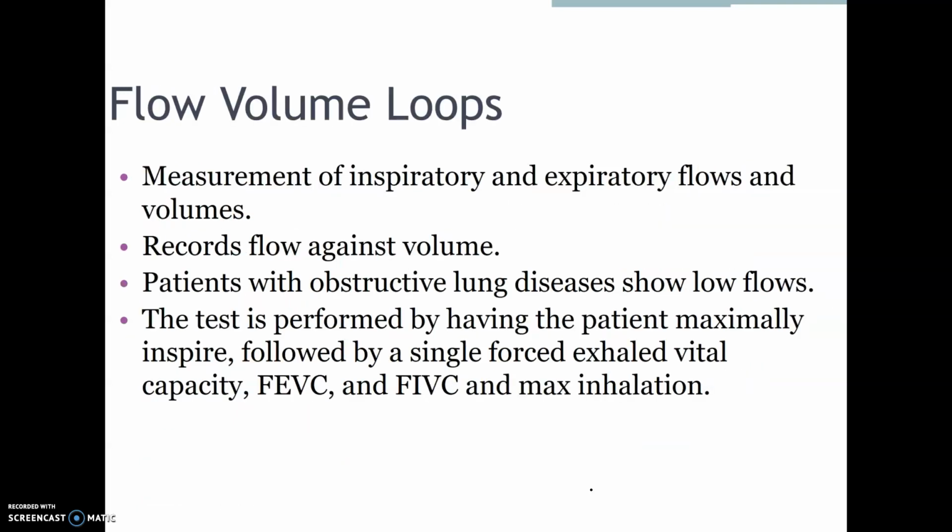All right, so flow volume loops are measurements of inspiratory and expiratory flows and volumes. They record flow against volume, so flow will be on the vertical axis and volume on the horizontal axis. Patients with obstructive lung diseases will show low flows, and the test is performed by having the patient maximally inspire, followed by a single forced exhaled vital capacity, so FEVC, which is forced expiratory vital capacity, and then it's followed by a maximum inhalation, or an FIVC, which is forced inspiratory vital capacity.